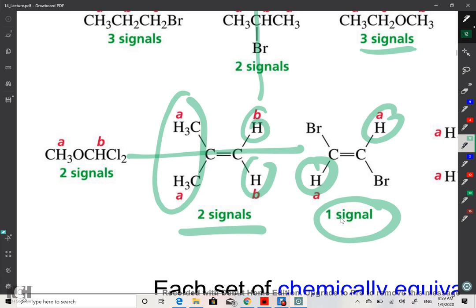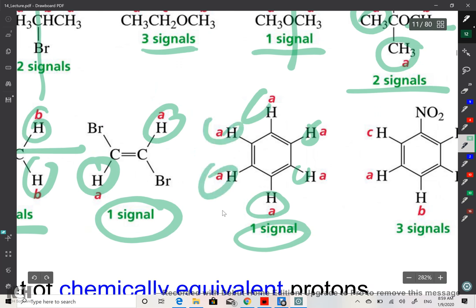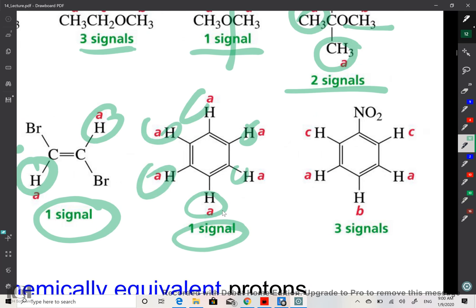So we're looking at the environment of this proton. The environment of this proton is the same as the environment of that proton, so they give you the same signal. If the environments are the same, they give you the same signal. If the environments are different, it gives you different signals. So with the benzene ring over here, you only have one signal because they all have the same environment. All these guys here have the same environment, so that gives you only one signal.